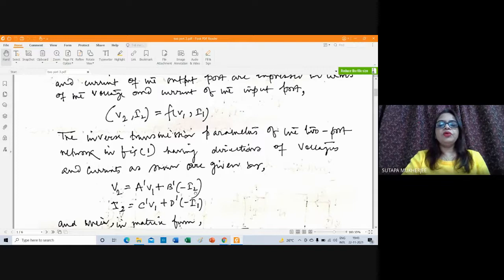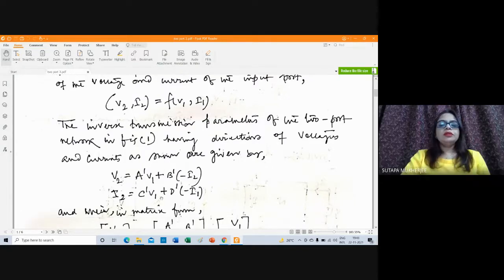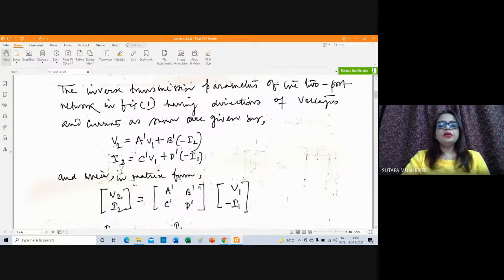Mukul, this will be I1, not I2, fine? Yes, because I2 is here, it will be I1. So this is a mistake. V2 equals A dash V1 plus B dash minus I1, and I2 will be equal to C dash V1 plus D dash minus I1.